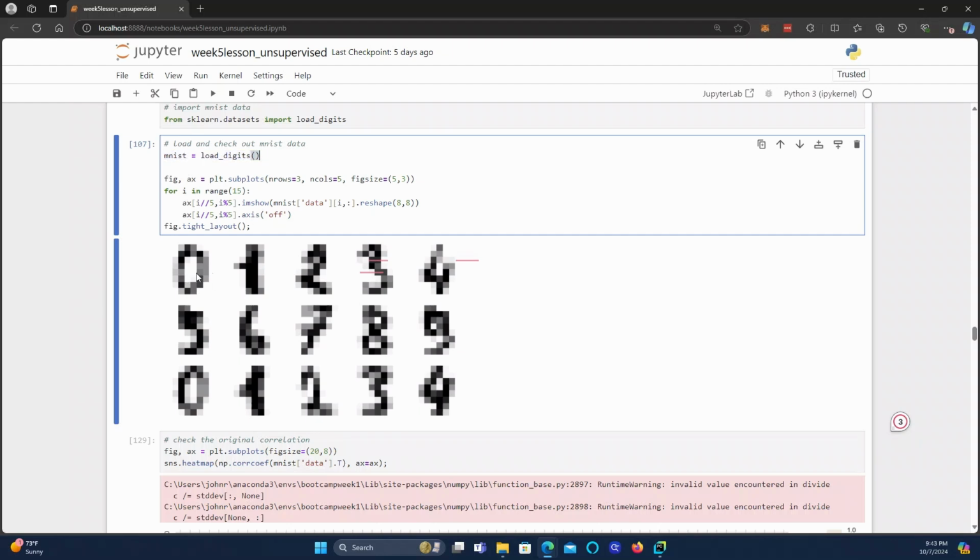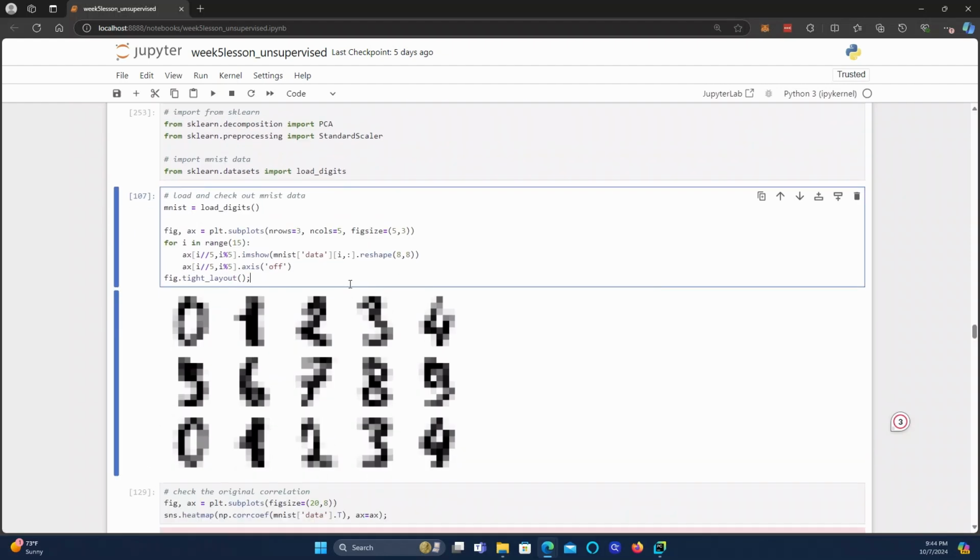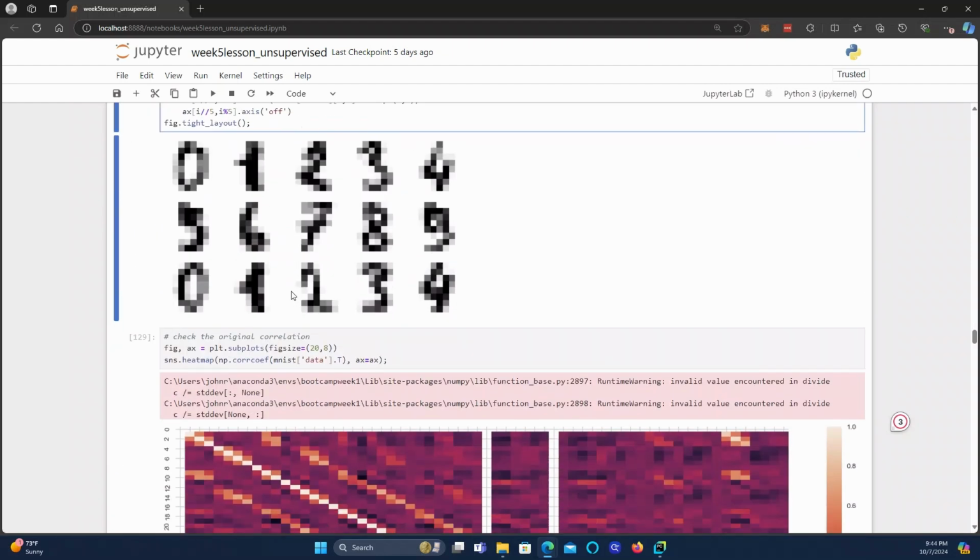So you can see that our data looks like this. This is a 0, this is a 1, this is a 2, this is a 3, this is a 4, this is a 5, this is a 6. They're super low resolution, so it's really hard to tell what they actually are, but it goes all the way to 9, and then it starts over 0, 1, 2, 3, 4. And that's the data we're going to use because it's pretty cool for this purpose.